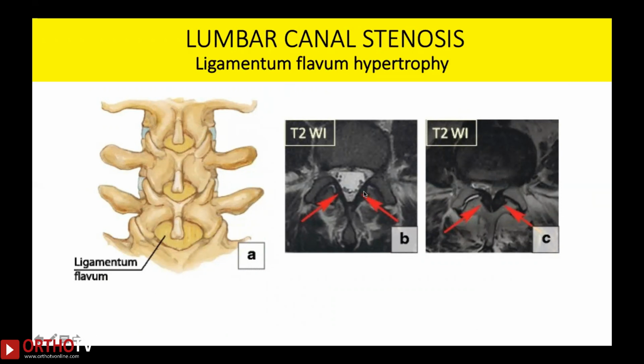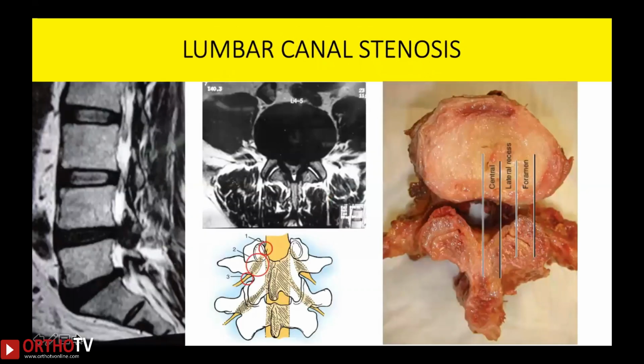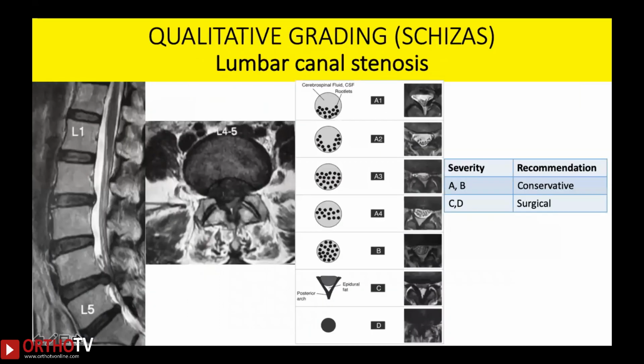If it thickens, then we know that this is lumbar canal stenosis. Lumbar canal stenosis can be classified depending upon the location of the stenosis. It can be a central canal stenosis, the far more common lateral recess stenosis, or the rarer foraminal stenosis. Again, this has to be described based on the axial images.